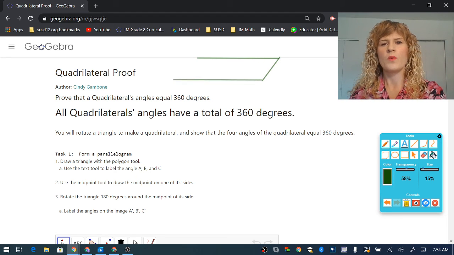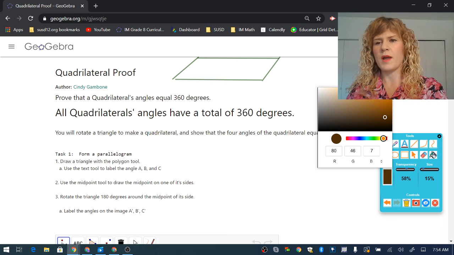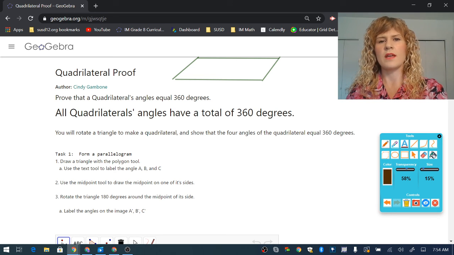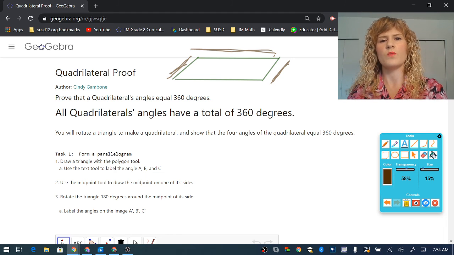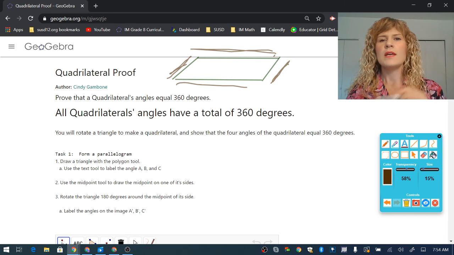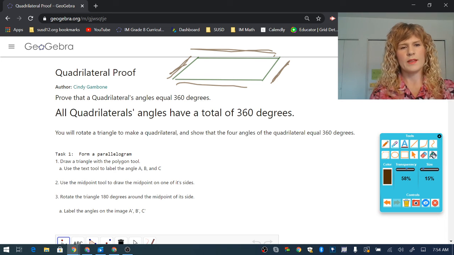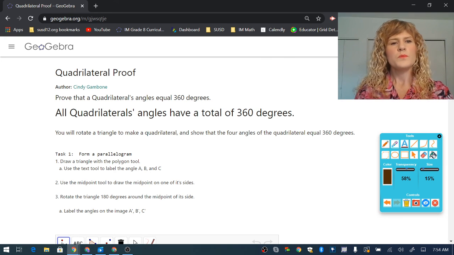parallelogram, which you might remember from our homework. There we go. It looks something like this, and if I drew my parallelogram correctly, then these sides here would be parallel lines, and these sides here would be parallel lines. A parallelogram is one kind of quadrilateral. Okay, let me read on.